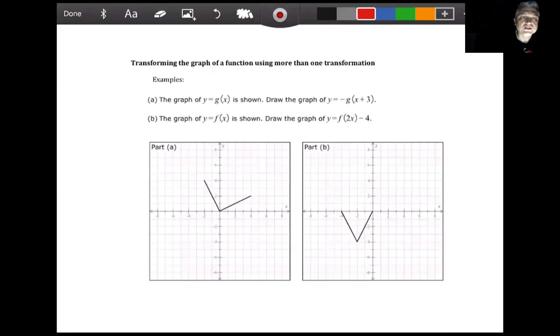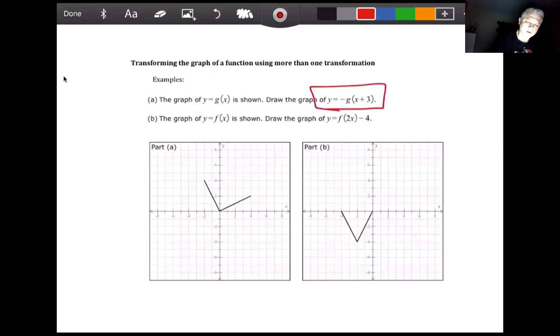Okay, our last 2 examples. For part A, they've given you g of x, that's g of x. They've given you the graph. They want you to draw, instead of g of x, negative g of x plus 3.